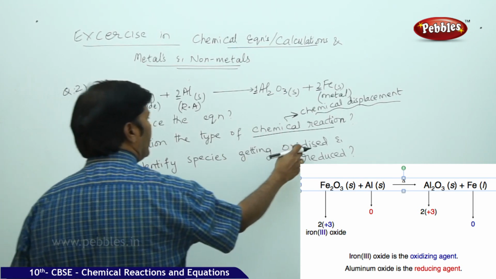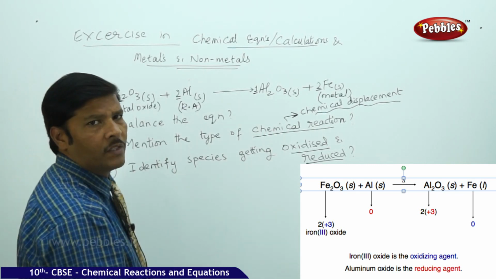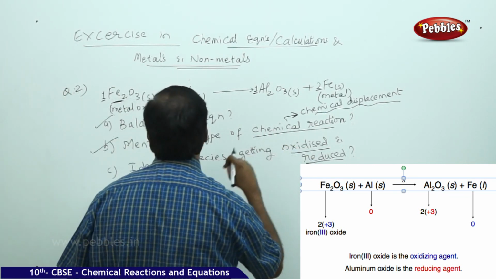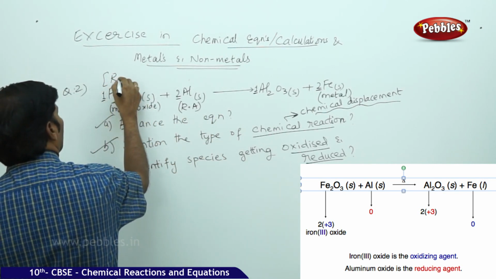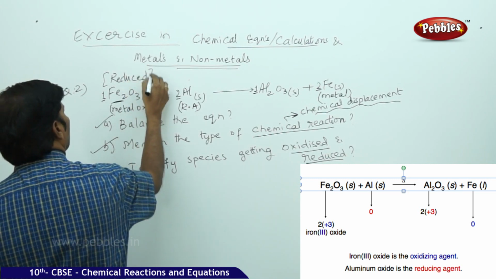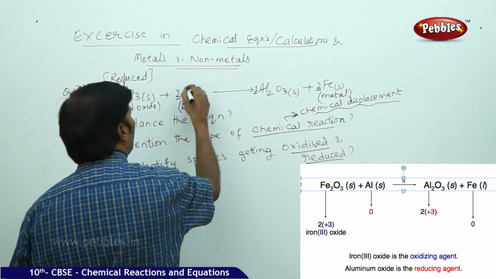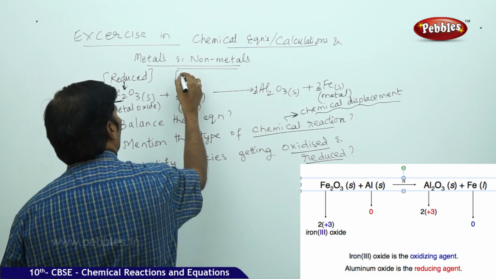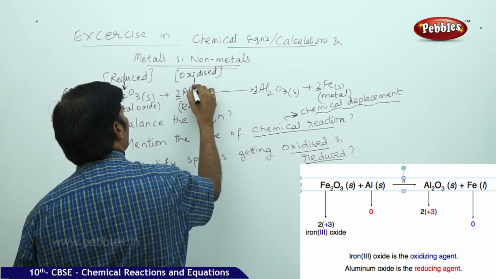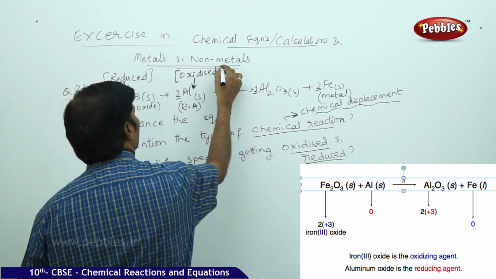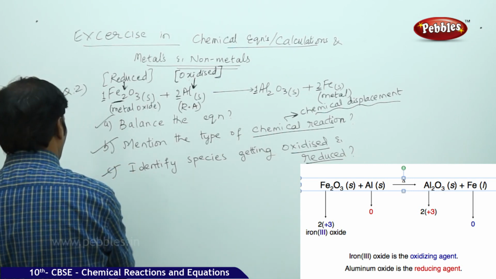Identify the species which is getting oxidized and the species which is getting reduced. We can say that here the iron oxide is getting reduced, and aluminium to aluminium oxide. So here aluminium is getting oxidized. So therefore it's a sort of redox reaction.